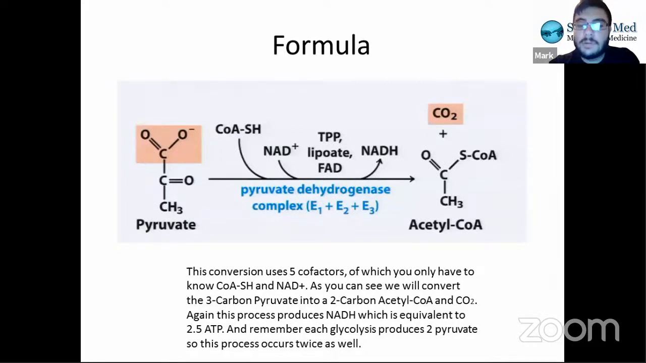And remember, each glycolysis produces 2 pyruvates. So whenever you go into dehydrogenase, from 1 glucose you actually get 2 pyruvate. Most of the time, this whole process we talk about per glucose. So we consider this dehydrogenase process twice. So we're producing 2 NADH, and that's how we make our energy off this step. And then we have to use 2 CoA enzymes and stuff like that.